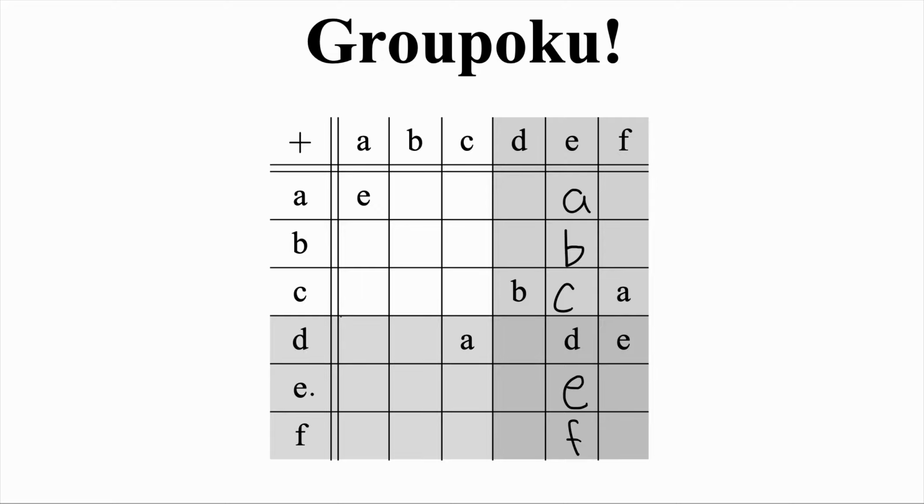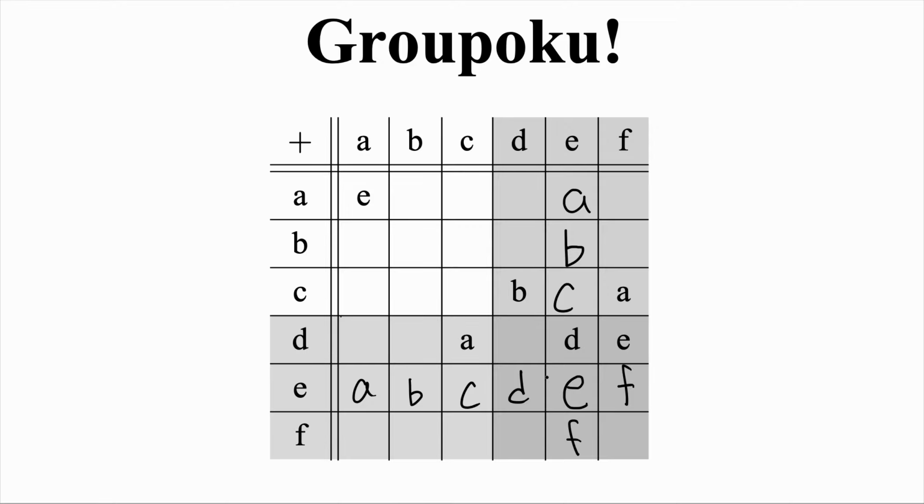And we can go this way too, on the other side. E plus A is A. B, C, D, E, F. We can fill it out that way. That's a great start. That's step number 1 to doing a Groupoku puzzle: just finding which letter's behaving like 0.